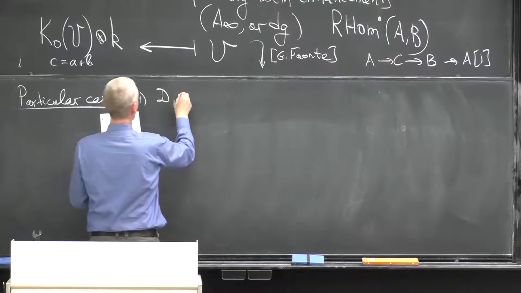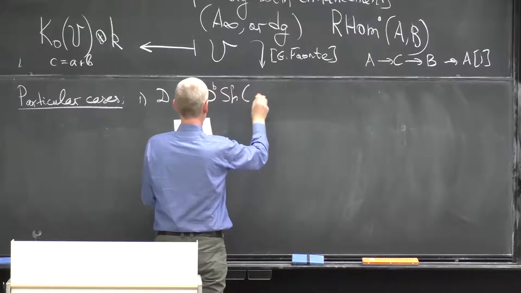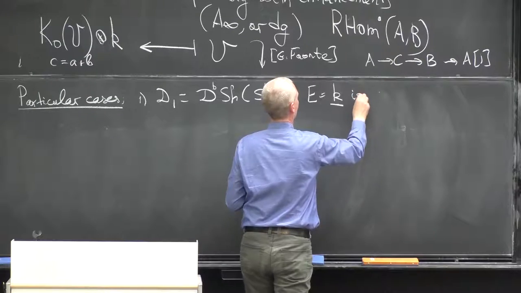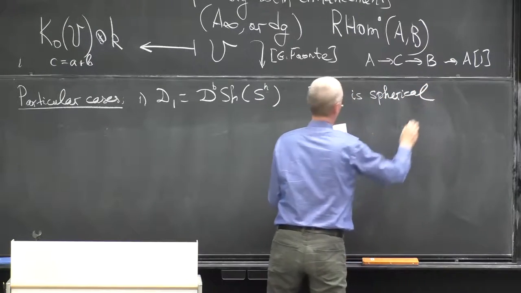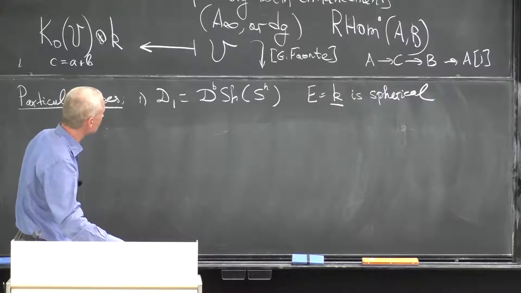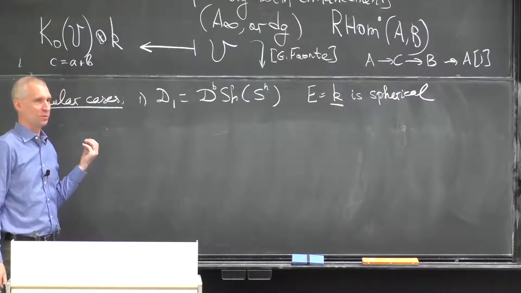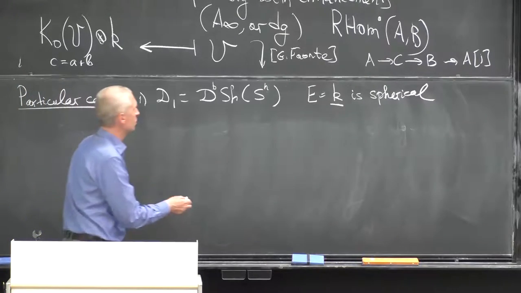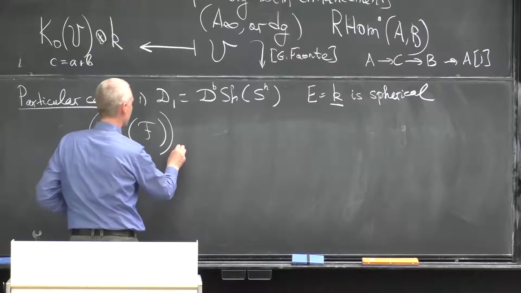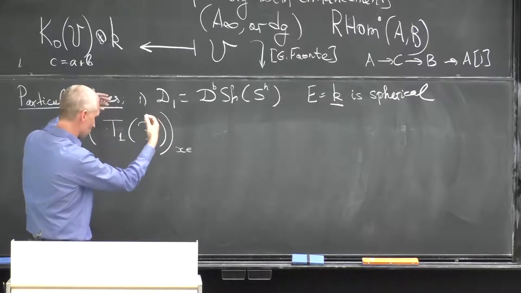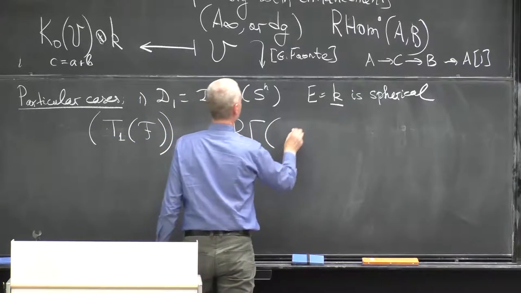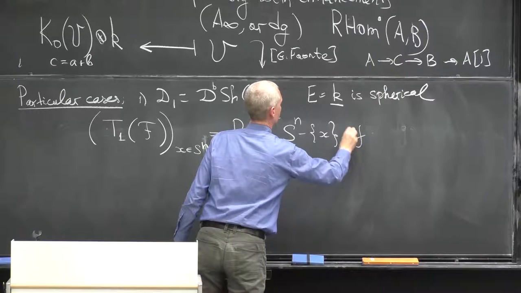First, D1 is the derived category of sheaves on S^n. So then object E, which is simply the constant sheaf, is spherical. So in this way we get an interesting self-equivalence of the category of sheaves on a sphere. It looks a little bit like the Fourier transform, but it's not exactly. So this functor T1 of a sheaf F, let me write like this: its fiber at a point x, or stalk, I write sort of informally, it's easy to say what happens, is RΓ(S^n, S^n minus x, F).